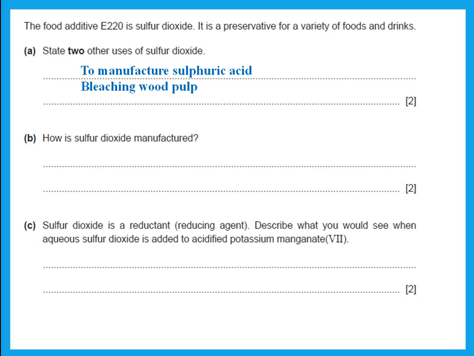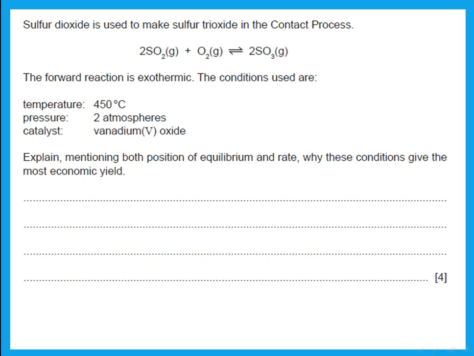How is sulfur dioxide manufactured? How do we get sulfur dioxide gas? Burning sulfur in air. Sulfur dioxide is a reducing agent. Describe what you would see when aqueous sulfur dioxide is added to potassium permanganate. We said potassium permanganate is an oxidizing agent. When it reacts with something, then that something is a reducing agent. What is the original color of potassium permanganate? You should remember that it is purple, and when it reacts, it changes from purple to colorless.